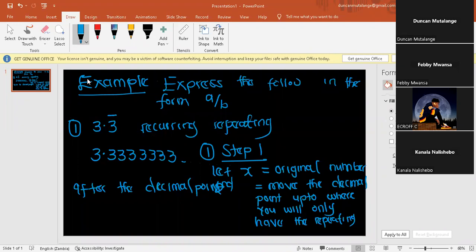Then the third one, which is the last step, that you now need to do is move the decimal point again.